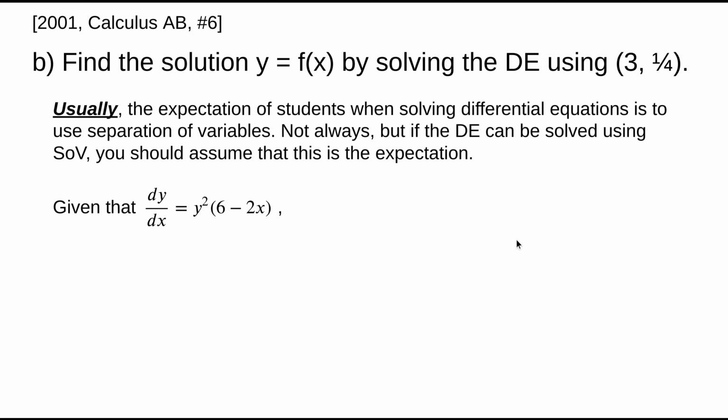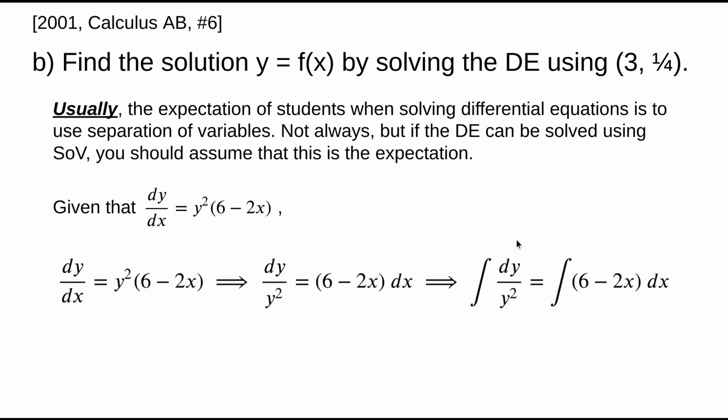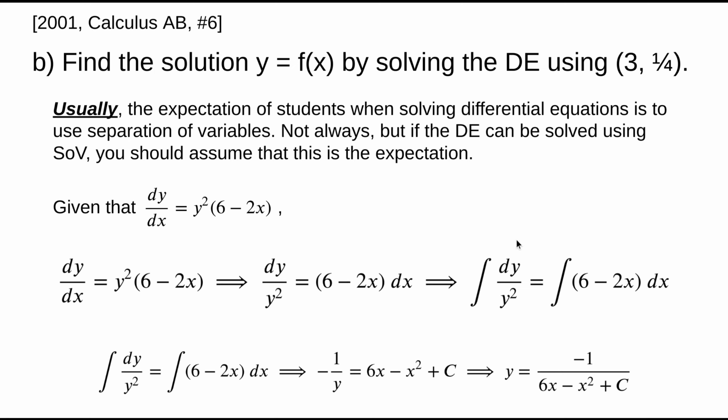All right, so we have dy/dx equals y squared times (6 minus 2x). If I set this up for separation of variables, divide everything by y squared, multiply everything by dx, and then integrate both sides. All right, so if I integrate both sides, the antiderivative of dy over y squared is -1/y. The antiderivative of 6 minus 2x is 6x minus x squared plus a constant. If I solve this for y, I'm going to get y equals -1 over (6x minus x squared plus the constant).